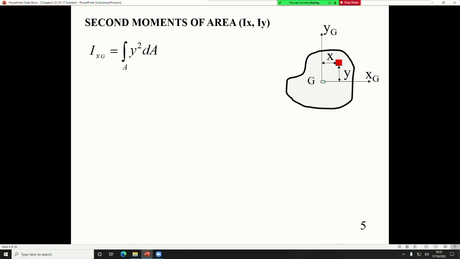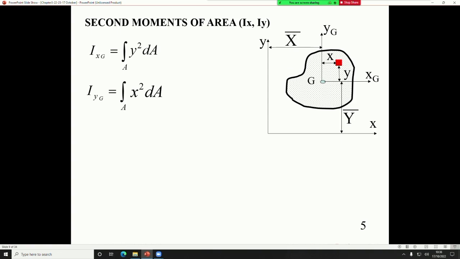The other thing this equation tells us is that the second moment of area can never be a negative value. A few of you make this mistake in the exam and lose some marks for it. As you can see, it's y squared dA, so it can never be negative. It's always a positive value, and its unit is the fourth power of a length. In a similar way, the second moment of area of this section with respect to the y-axis is the integral of x squared dA. So these are the definitions for the second moment of area of this section with respect to the x and y axes.